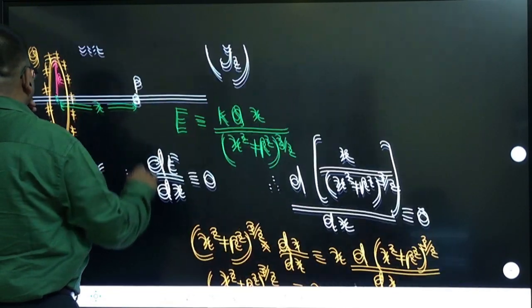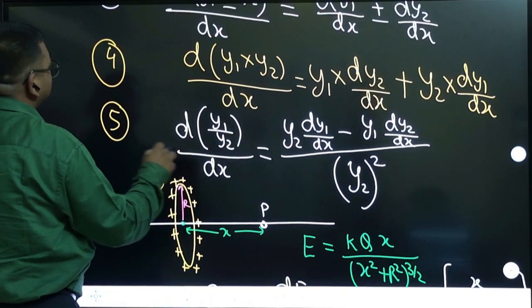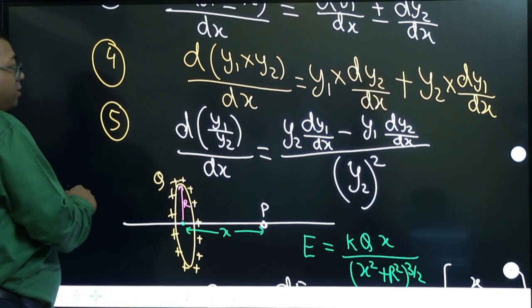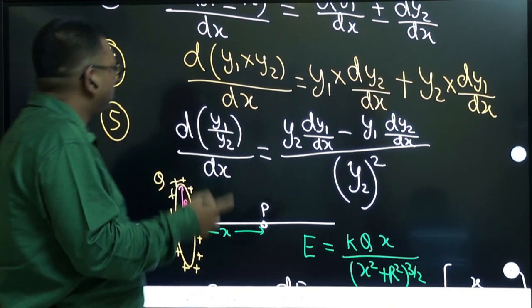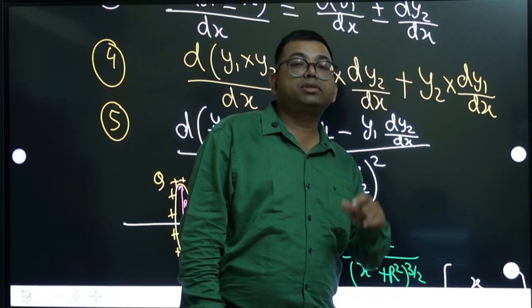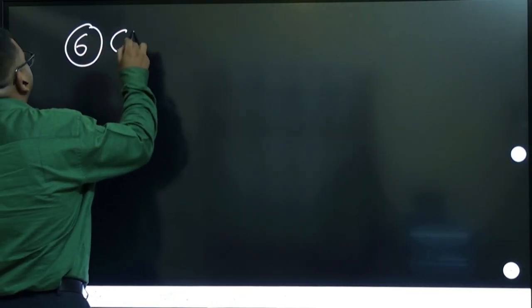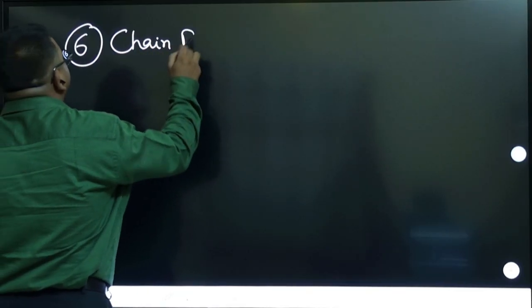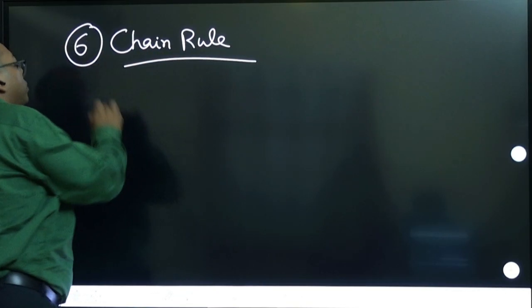Example, we are discussing about what? We are discussing about this formula number 5. Then what? Formula number 6 we will go. That's the most important formula, which is the chain rule. Chain rule is the most important formula. Chain rule. What is chain rule?